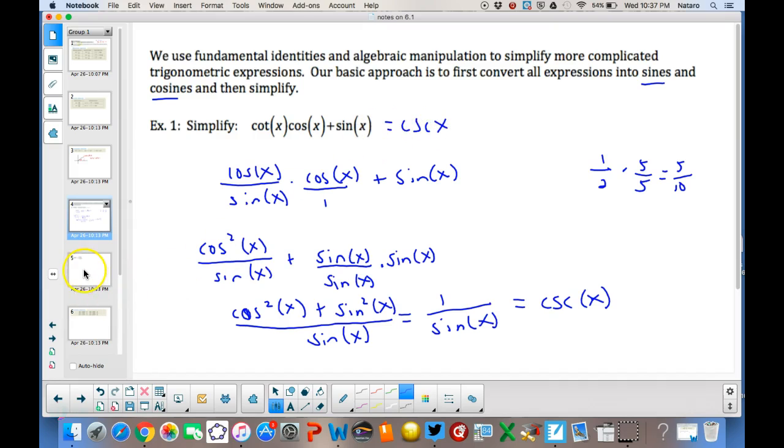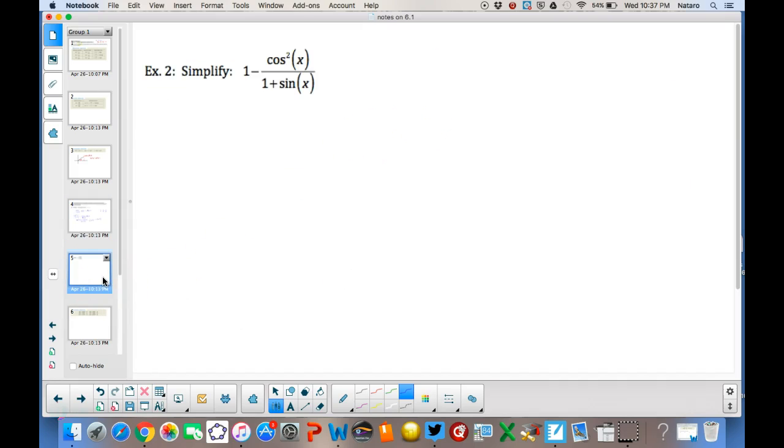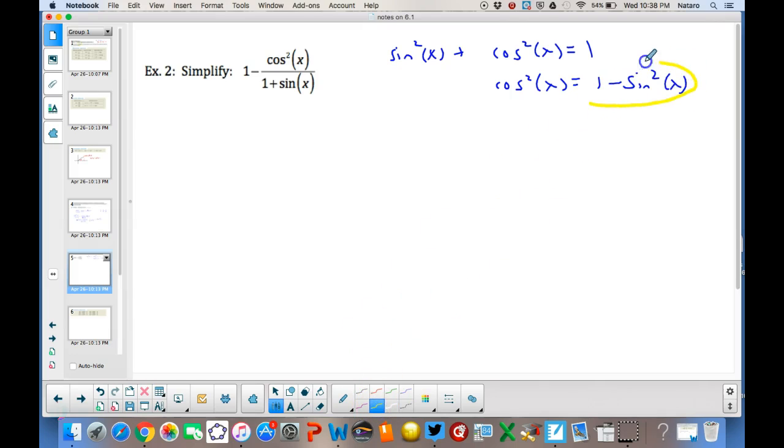Let's take a look at another example. In this example, we have cosine squared here. And if you remember, we said sine squared plus cosine squared equaled 1. That was one of our Pythagorean identities. Well, I really want just cosine squared here, so I'm going to solve this for cosine squared. And I know cosine squared is 1 minus sine squared. So now I can actually substitute this expression in place of cosine squared here.